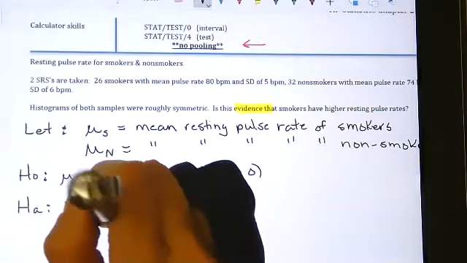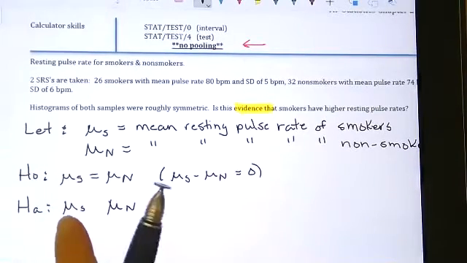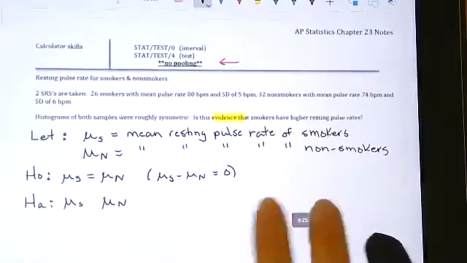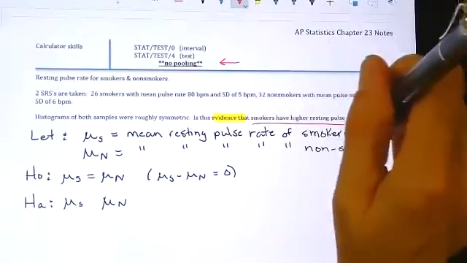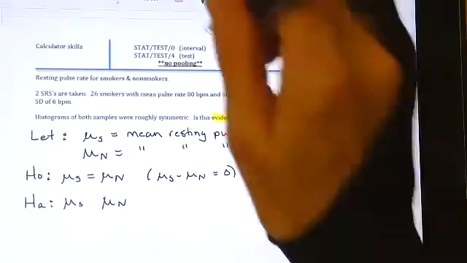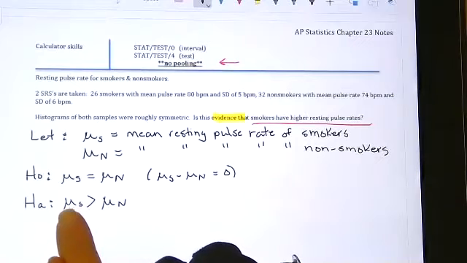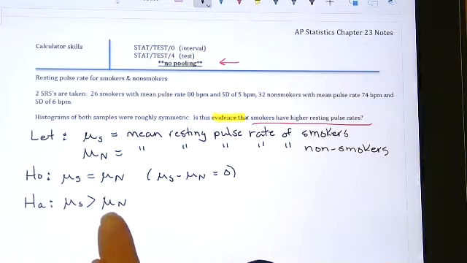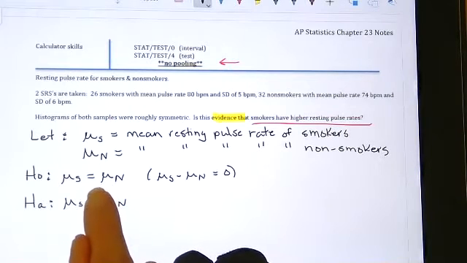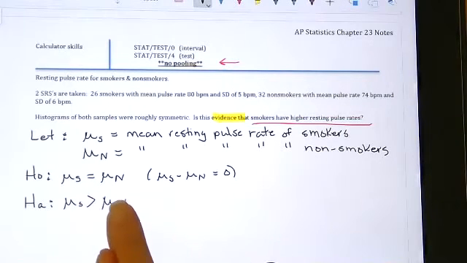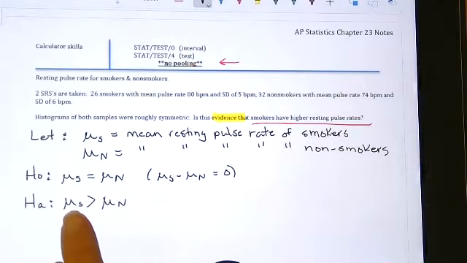Because here's my smokers, here's my non-smokers. What are we testing for? We are testing, do smokers have a higher resting pulse rate? So we are testing whether that is greater than that. We are testing if there's evidence that the mean for the smokers is larger than the mean for the non-smokers. So those are our two hypotheses. The null is that they're exactly the same, in other words, there's no difference in pulse rate whether you smoke or don't smoke. And the alternative is that smokers have a higher resting pulse rate than non-smokers.